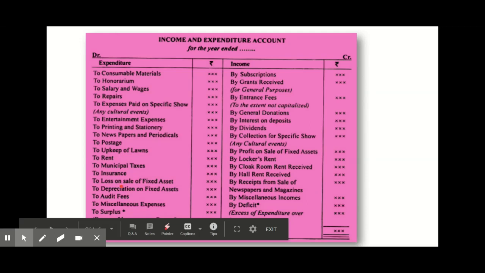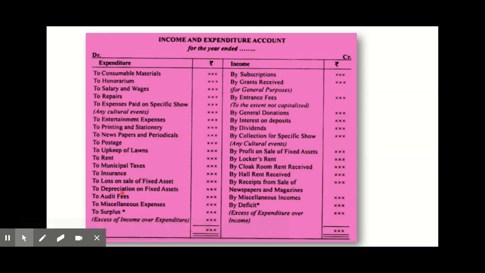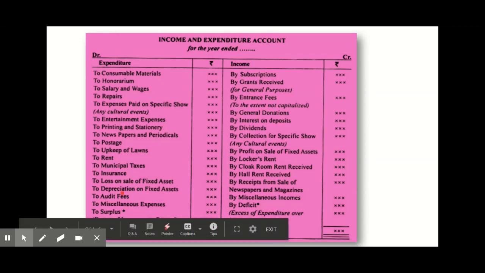Loss on sale of fixed asset. And we are following the accrual basis of accounting, so all adjustments are made in the income and expenditure account. Depreciation, which is a non-cash item, is recorded in the income and expenditure account. Audit fees, miscellaneous expense, and the excess of income over expenditure is termed as surplus.